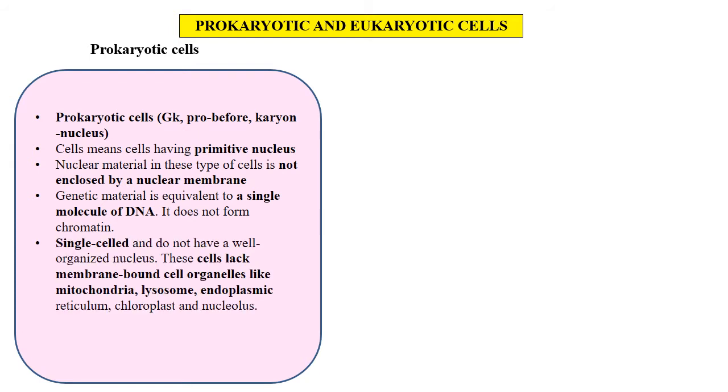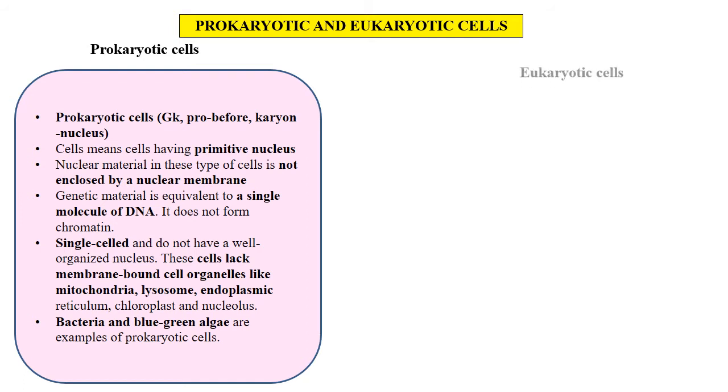These are single-celled and do not have a well-organized nucleus. These cells lack membrane-bound cell organelles like mitochondria, lysosome, endoplasmic reticulum, chloroplast, and nucleolus. Bacteria and blue-green algae are examples of prokaryotic cells.